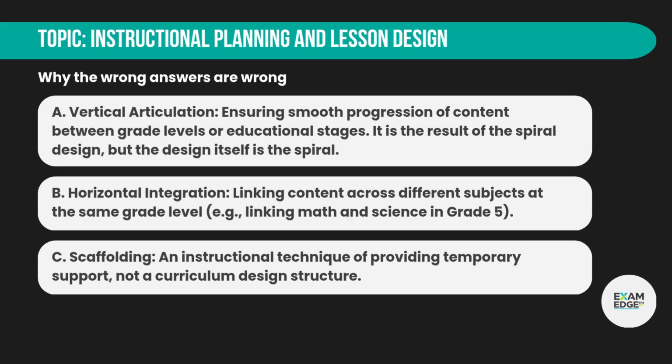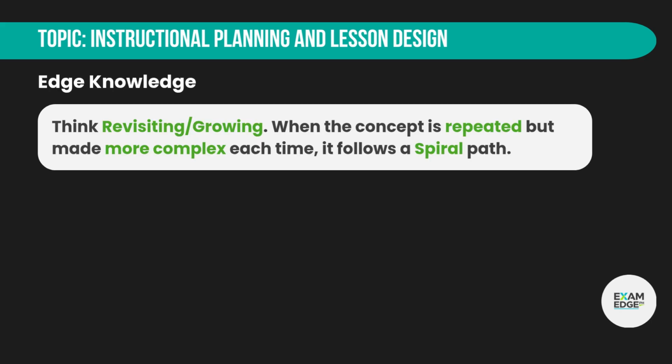A. Vertical articulation. Ensuring smooth progression of content between grade levels or educational stages. It is the result of the spiral design, but the design itself is the spiral. B. Horizontal integration. Linking content across different subjects at the same grade level, e.g., linking math and science in grade 5. C. Scaffolding. An instructional technique of providing temporary support, not a curriculum design structure. Edge knowledge. Think revisiting, growing. When the concept is repeated but made more complex each time, it follows a spiral path.